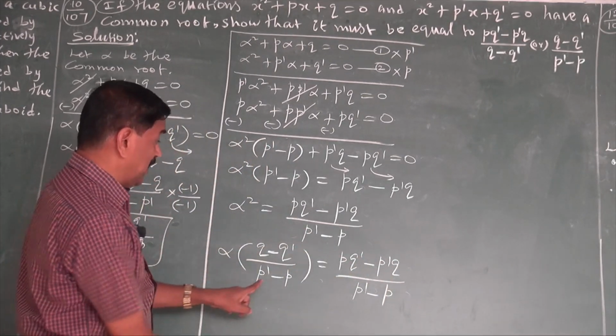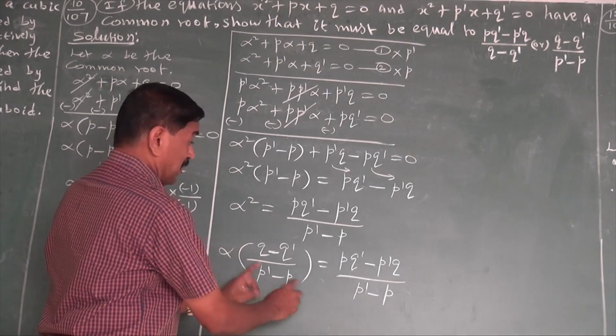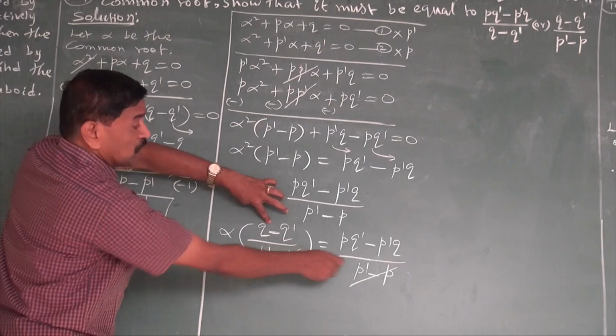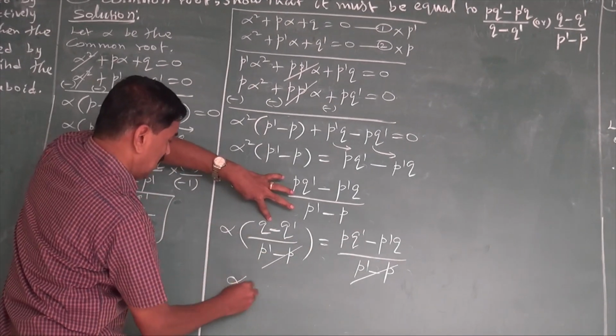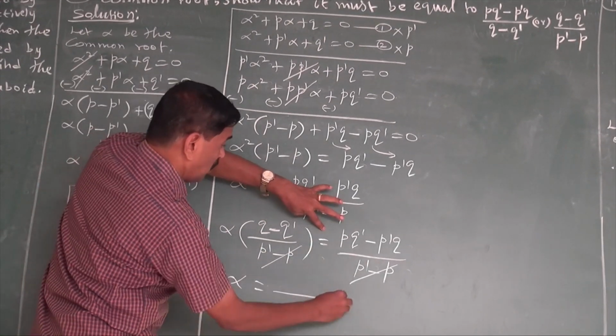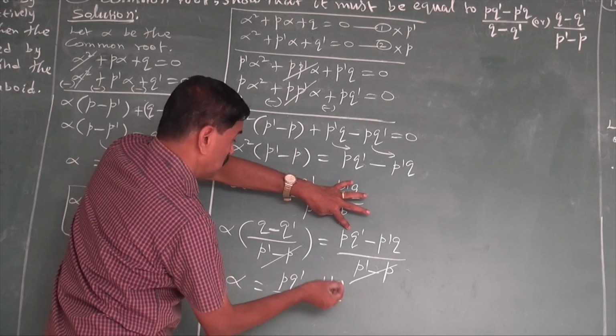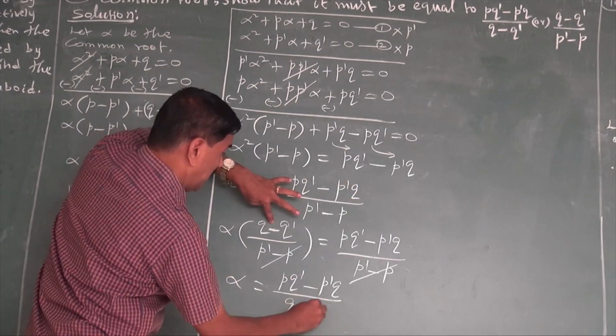See, consider the denominator, p' minus p and p' minus p, that is denominator to denominator cancel, and the numerator goes to right, it becomes divide, that is alpha is equal to (pq' minus p'q) divided by (q minus q').